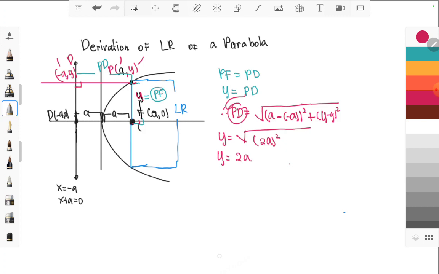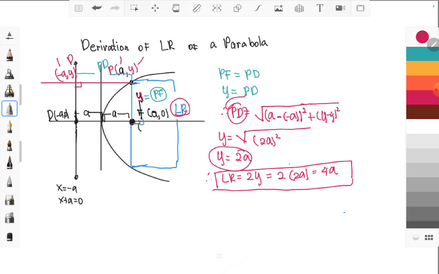Now my Y is equal to half of my LR, so I may conclude that my LR is equal to 2y. Therefore my LR is equal to 2 multiplied by the value of y, which is 2a. So my LR is equal to 4a. The length of my latus rectum is equal to 2 multiplied by 2a, which is equal to 4a.